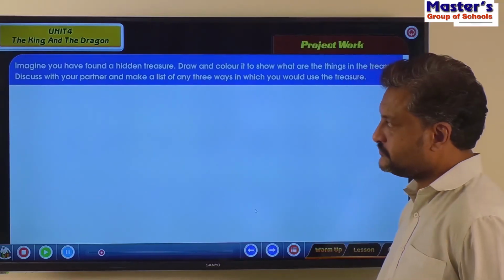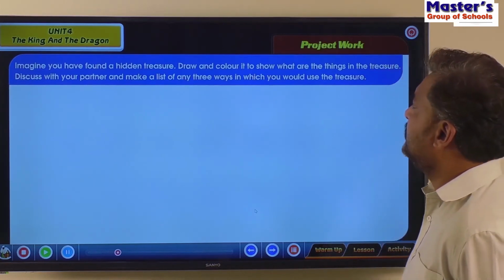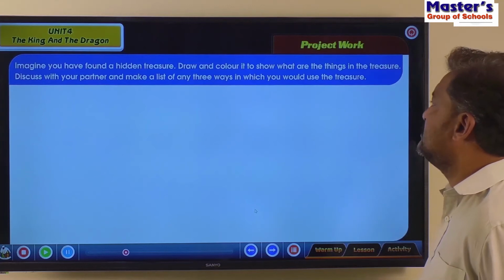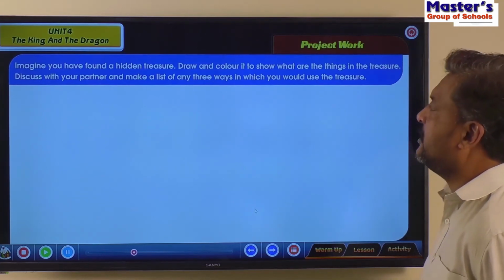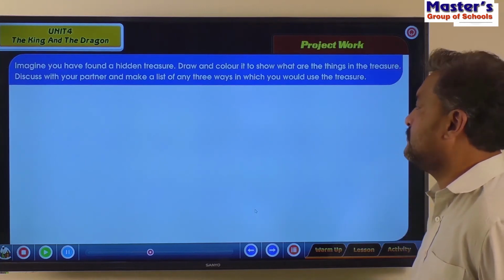Project work. Imagine you have found a hidden treasure. Draw and color it to show what are the things in the treasure. Discuss with your partner and make a list of any 3 ways in which you would use the treasure.